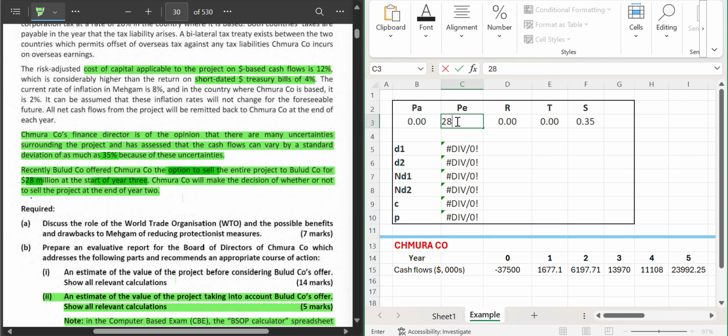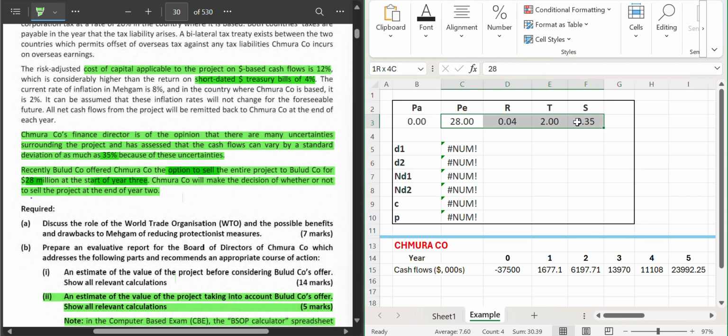So I'm mentioning here 28 million, and at the start of year 3 means at the end of year 2. So B Company can purchase this project after year 2. So in that case our time to expiry will be 2. So after 2 years our project can be sold. Our risk-free rate, here you can see short-term treasury bills are 4%. It is given as 4%. I'm mentioning here 4%.